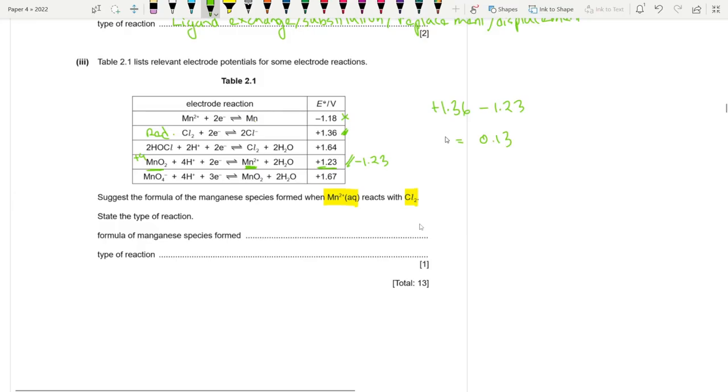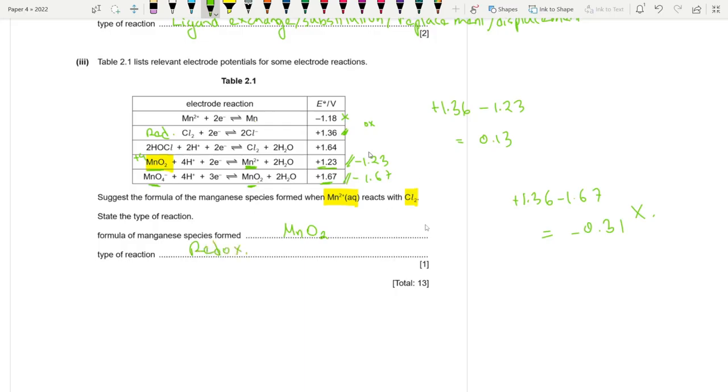So let's check whether it goes further. So this is MnO4 minus and this is MnO2. So the reduction potential of MnO4 minus is 1.67. So the oxidation potential will actually be minus 1.67. So let's try again. Plus 1.36 minus 1.67, that's a negative value, so that is not feasible. Okay, so that's minus 0.31, it won't happen. So the final product is actually MnO2. Okay, this product over here, and the type of reaction is obviously a redox reaction.